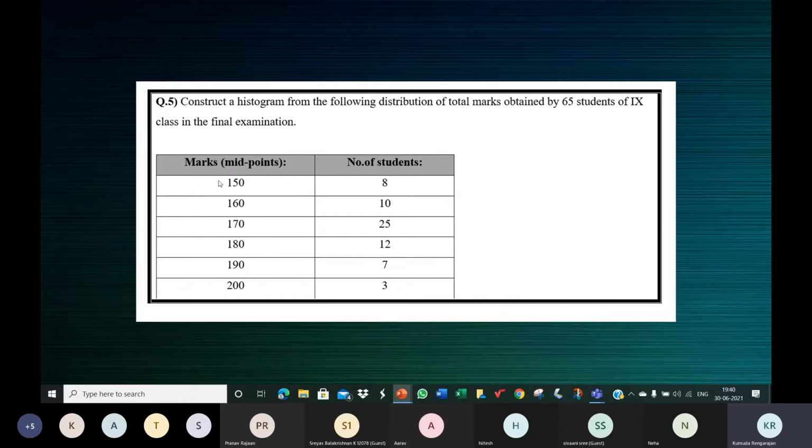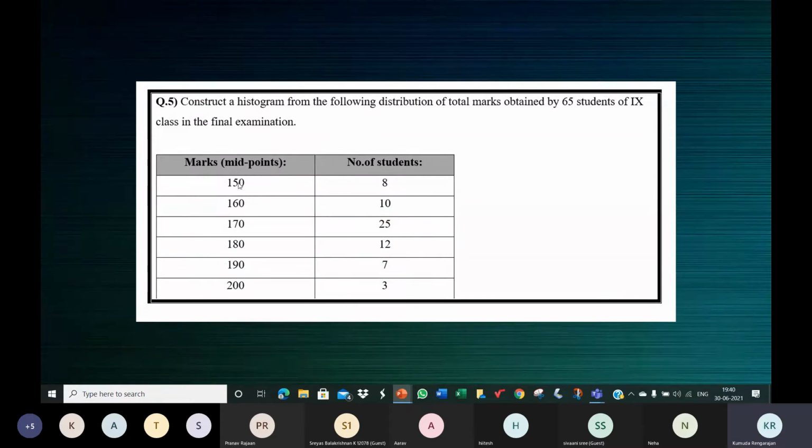Step 1: 160 minus 150. You can find the difference between any two consecutive class marks, anything, so 200 minus 190 is 10. It's 10 everywhere, so 10 is the number. Keep that in mind. Now 10 divided by 2, always divide by 2, is 5. When you subtract this number 5 from all these class marks, you will get the corresponding lower limits. When you add 5 to all these numbers, you will get the upper limits.